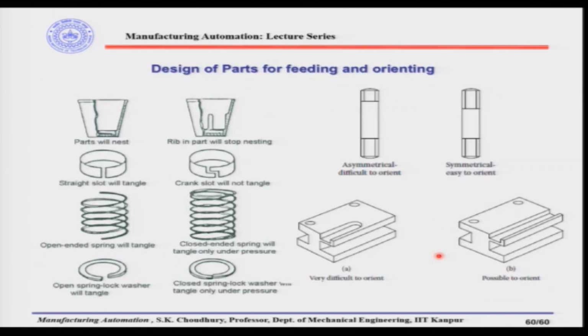These are other examples. Here are some examples given with the help of self explanatory diagrams, showing how parts can be designed for feeding and orienting. For example, this kind of part, glass type, with a cone, or a part which is like this, there is a straight slot here. Now, here there is an open ended spring. So, here you can see the change in design, the small feature that can be introduced, so that these parts can be fed or oriented in a proper way.